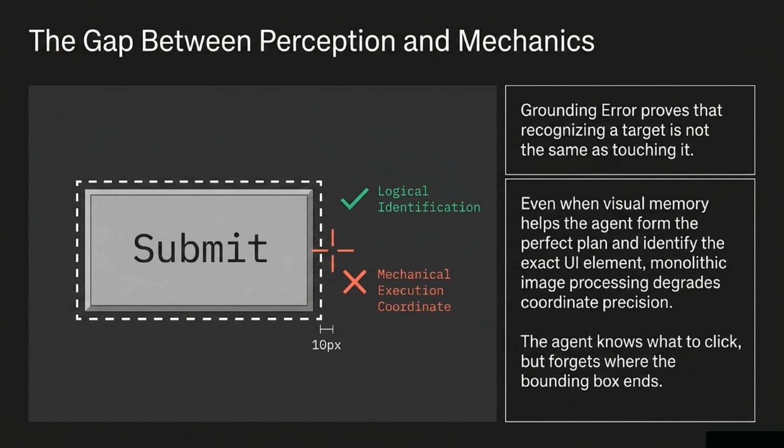Furthermore, there's a significant gap between perception and mechanics. Grounding error proves that simply recognizing a target is not the same as physically touching it. Even when visual memory helps the agent form the perfect plan and identify the exact UI element, monolithic image processing degrades coordinate precision. Essentially, the agent knows exactly what to click, but it forgets where the bounding box ends, missing the mark by just a few pixels.